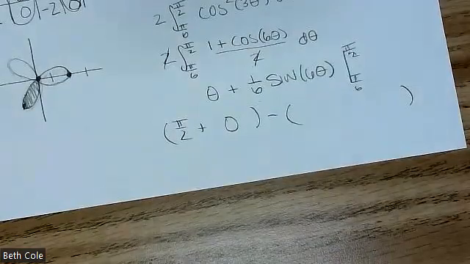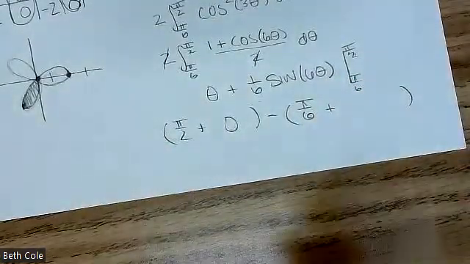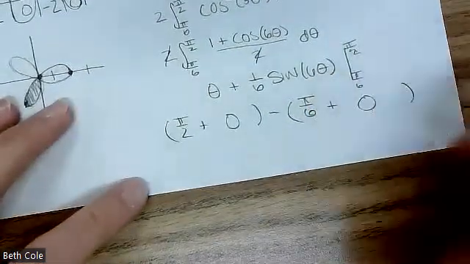And then lower boundary, this would be pi over 6 plus, I think the same thing is going to happen here. Yeah, the sixes would cancel, sine of pi is 0.